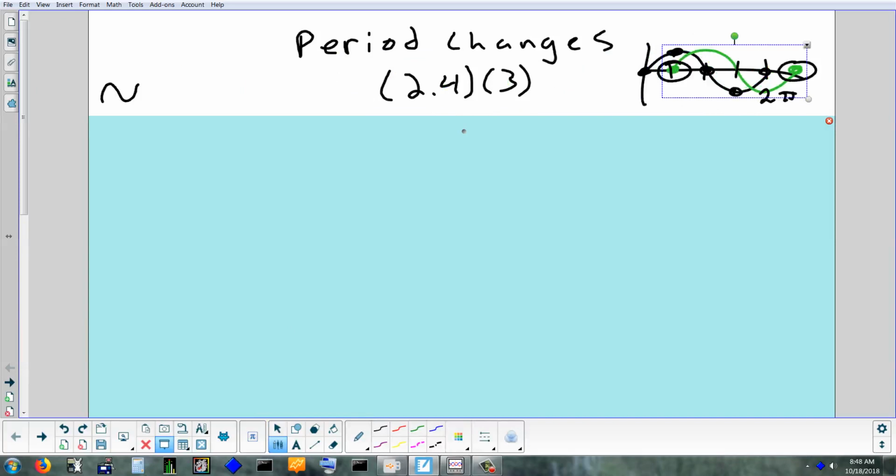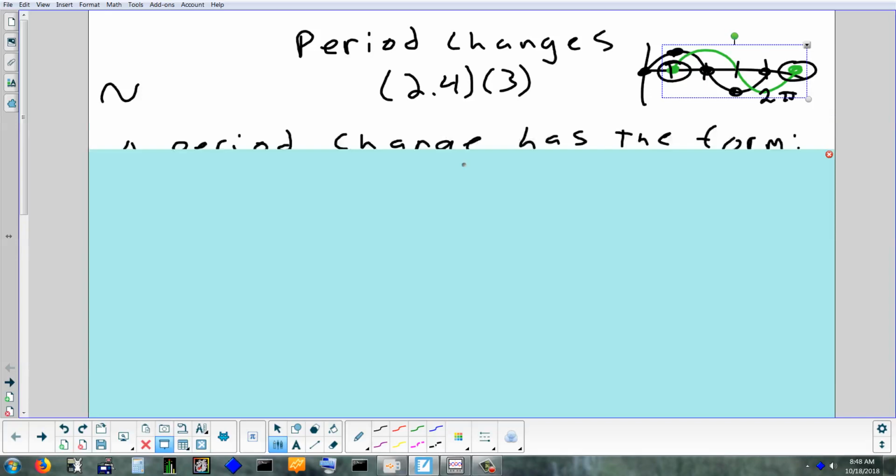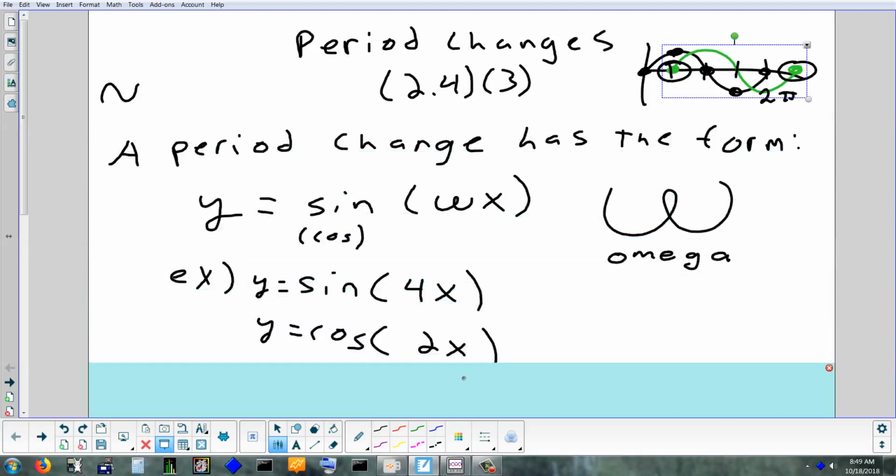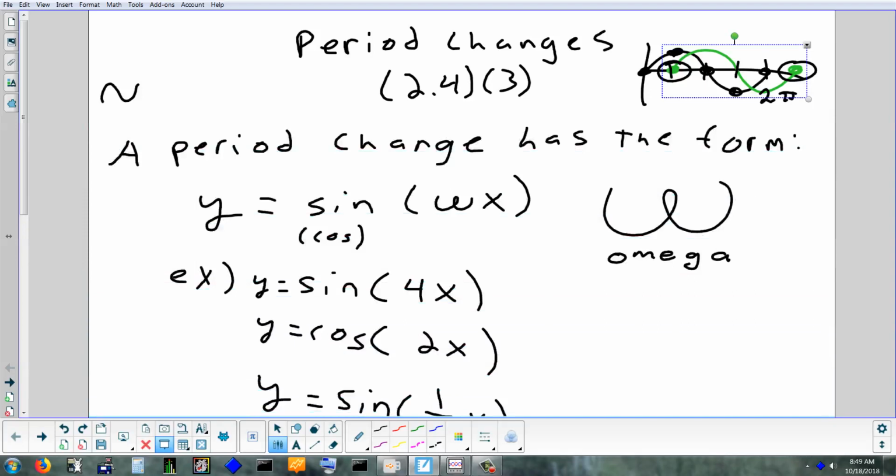We're going to be changing the period, or the amount of time it takes to do one full cycle. We can make it a longer cycle, or we can make it shorter. It depends on what number we use. So we'll start off with how a period change looks. Basically, a period change is just when you put a number in front of x and it's multiplication.